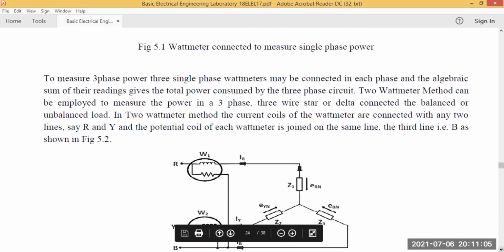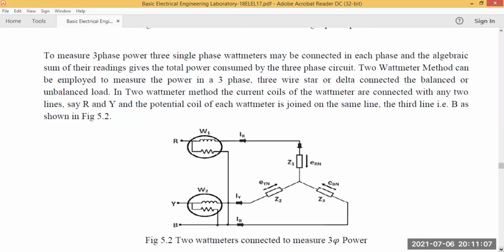In this, we can measure the power by using the two wattmeter method. Here, to measure the three-phase power, three single phase wattmeters may be connected in each phase, and the algebraic sum of their readings gives the total power consumed by the three-phase circuit. But we can use the two wattmeter method to measure the power in a three-phase, three wire, star or delta connected, balanced or unbalanced load.